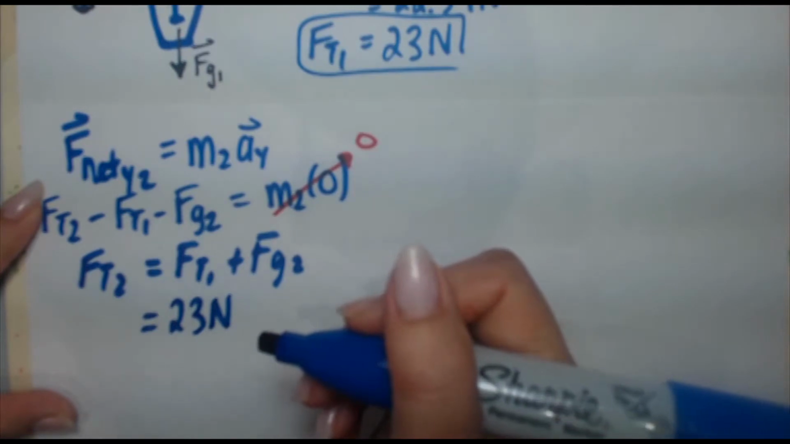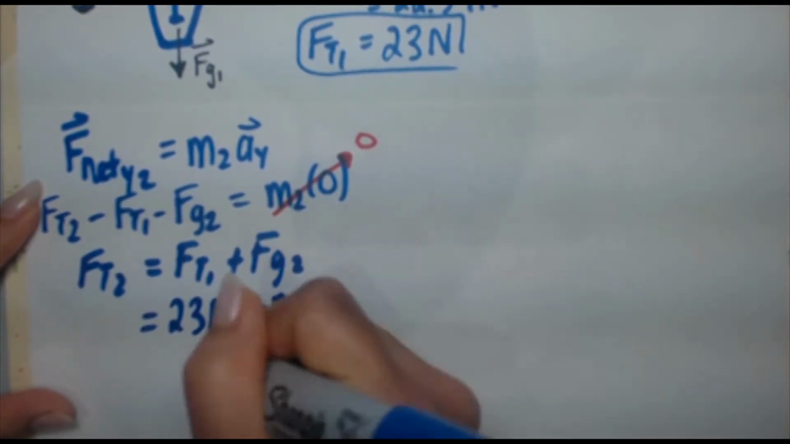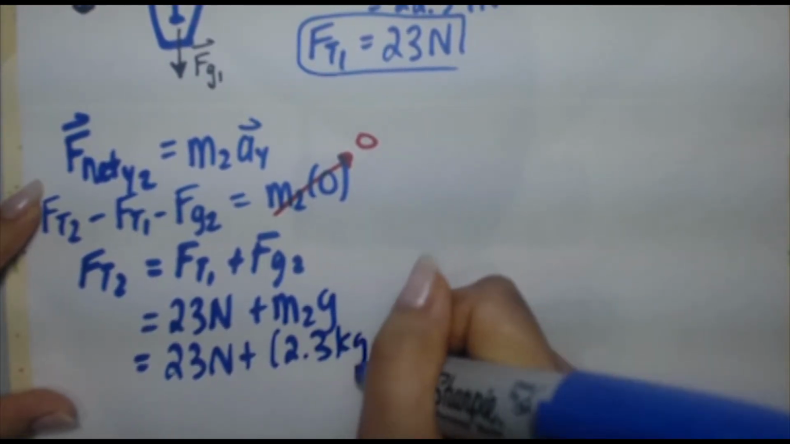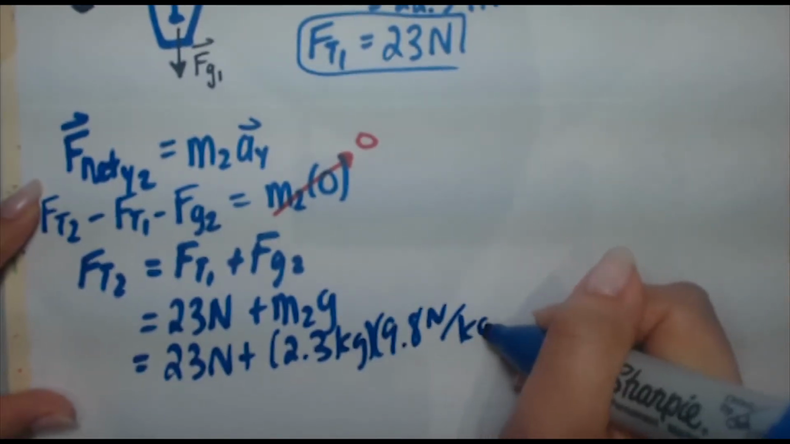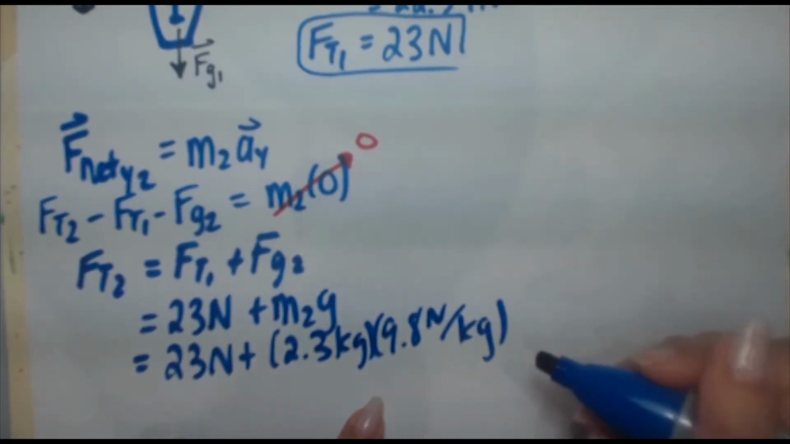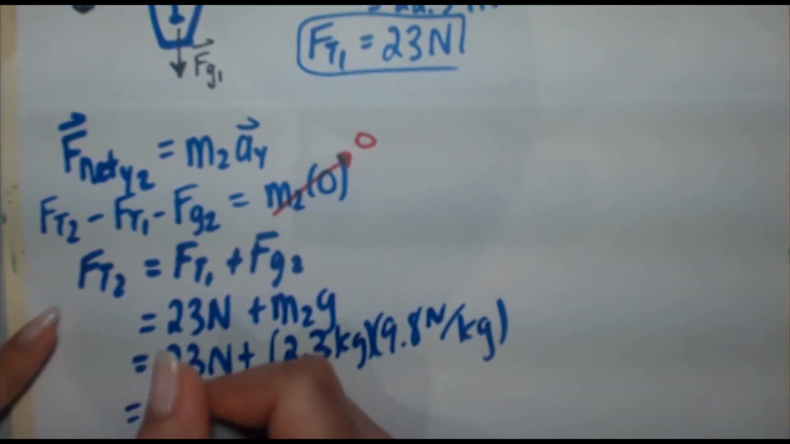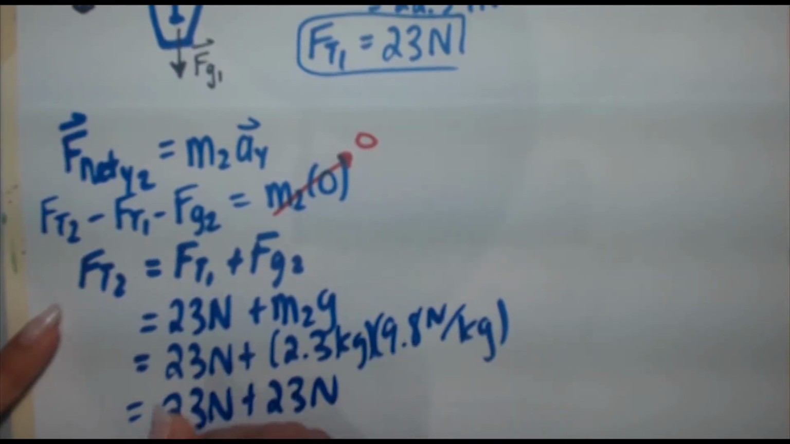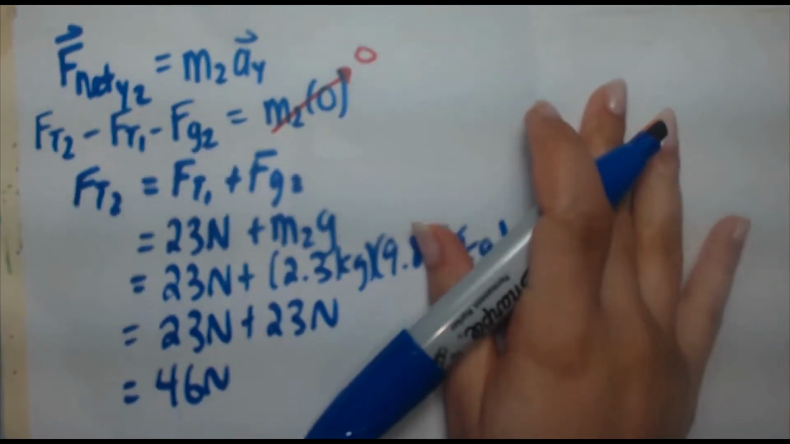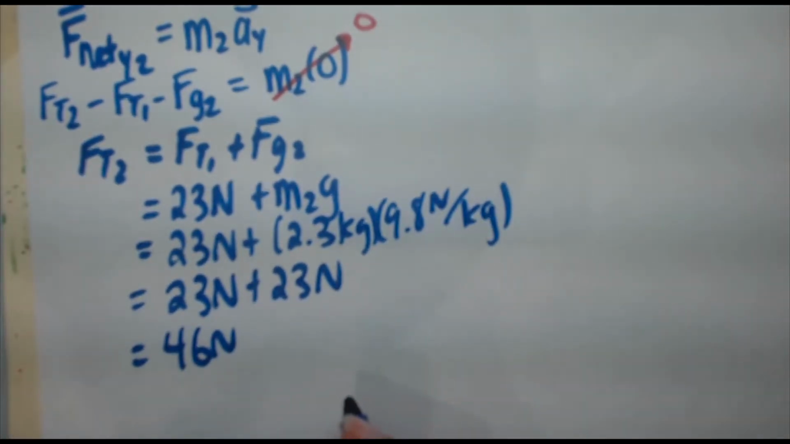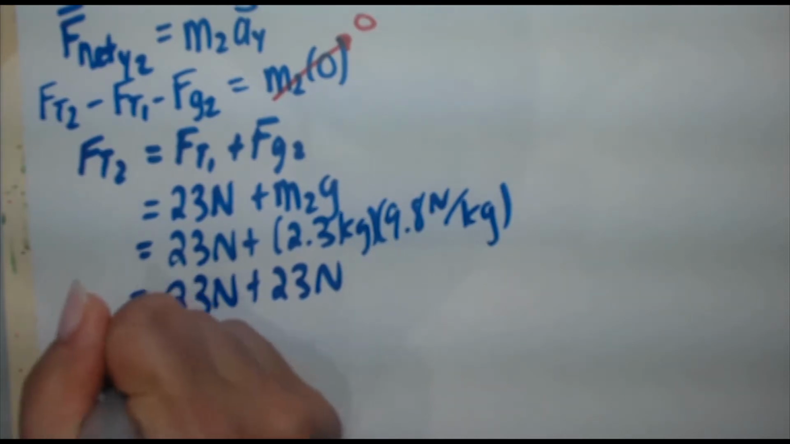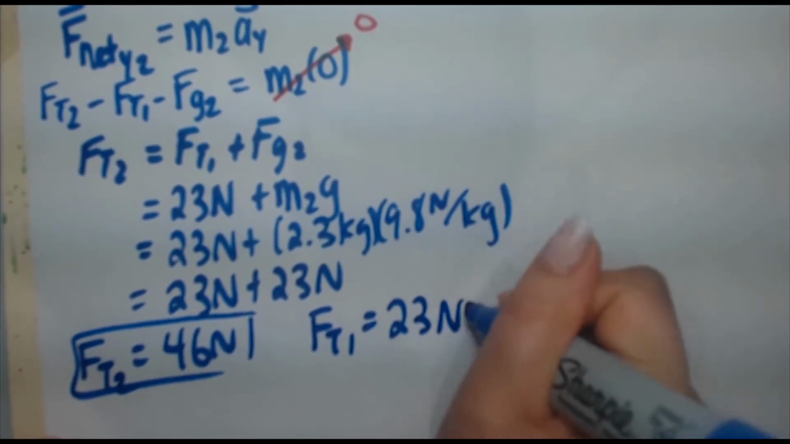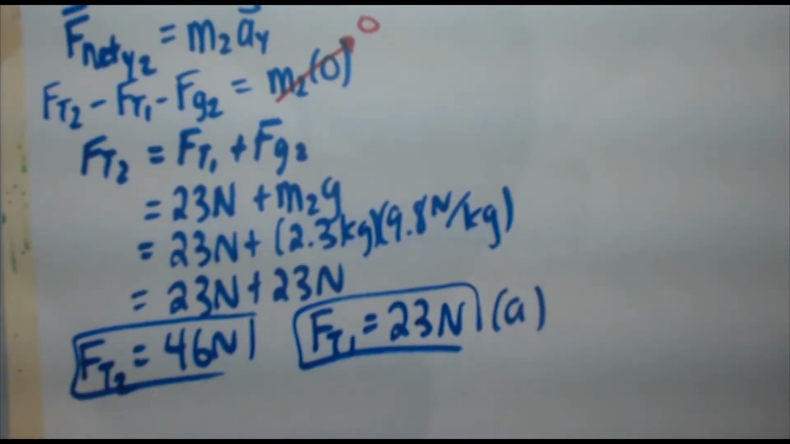Ft1 is 23 newtons. Okay, Fg is m2 times g. So 23 newtons plus 2.3 kilograms times 9.8 newtons per kilogram. Now, we already did this calculation, right, because it's the same weight paint bucket. So it should be 23 plus 23. So 23 newtons plus 23 newtons equals 46 newtons. So there is the tension in cord 2. So there's cord 2, cord 1 was 23 newtons, and there you have the answer for part A.